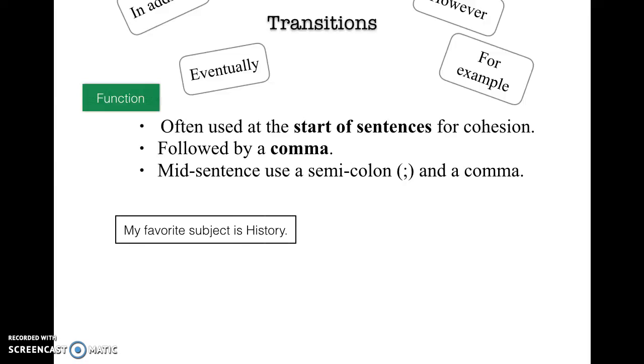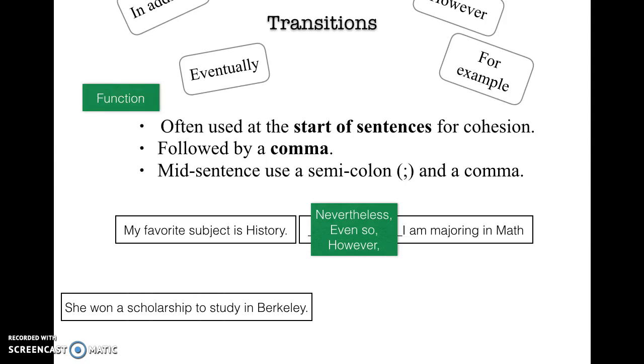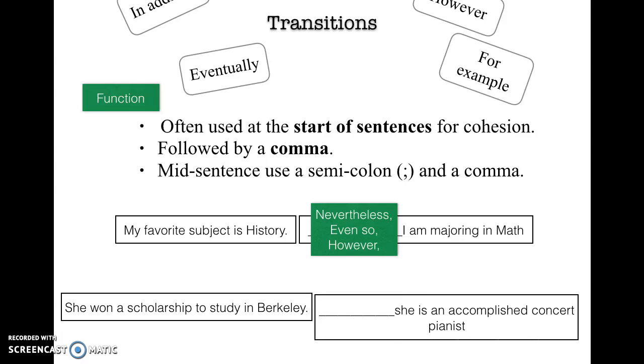So, for example, my favorite subject is history. I am majoring in math. We'll need a transition that shows contrast here. Something like nevertheless, even so, however, these 3 will show contrast between 2 ideas. Alternatively, she won a scholarship to Berkeley. She is an accomplished concert pianist. This is adding information, so we can use furthermore, in addition, or what's more. And adding these into your paragraphs increases the flow from one sentence to another.